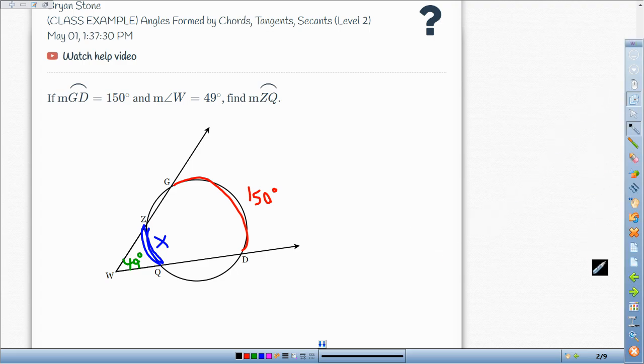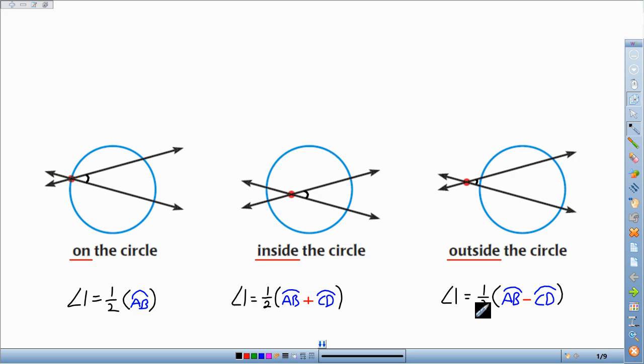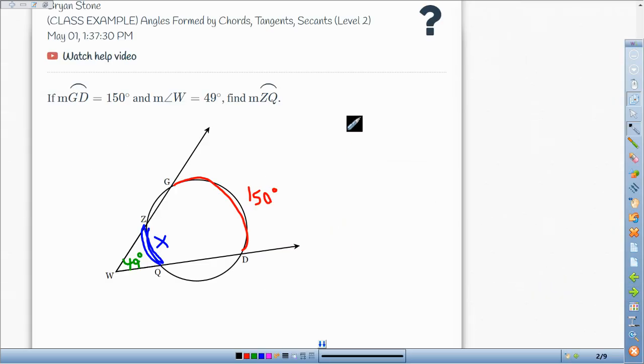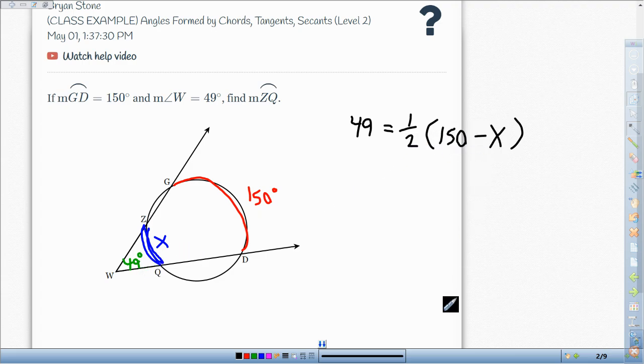So let's plug it into our formula. Angle equals half the measure of the arcs subtracted. So we know the angle is 49 equals 1/2 of our two arcs subtracted. If you guys remember one important thing, we need to take the bigger arc and subtract the smaller arc. If we don't do that, we're going to end up with a negative answer and it'll be wrong. Again, I could distribute. I'm not going to. I'm going to get rid of the fraction by multiplying by the reciprocal.